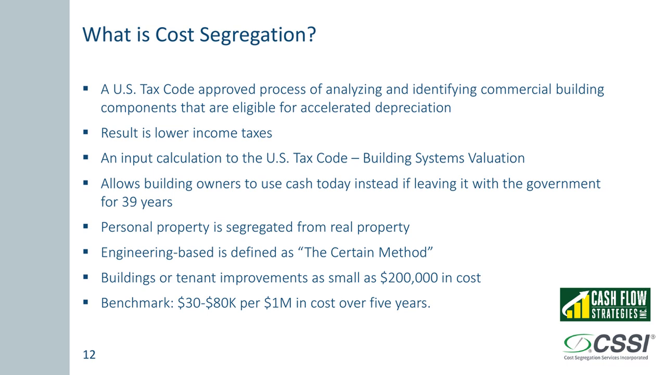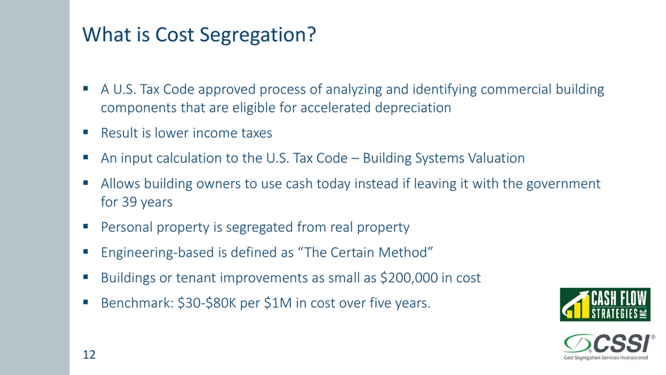Cost segregation is a U.S. tax code approved process of analyzing and identifying commercial building components that are eligible to be depreciated quicker than the 39 years that the building is depreciated. The standard way of looking at things is when somebody buys or builds a building, the building and all of its pieces and parts are depreciated at 39 years straight line because that's the easy way to do it.